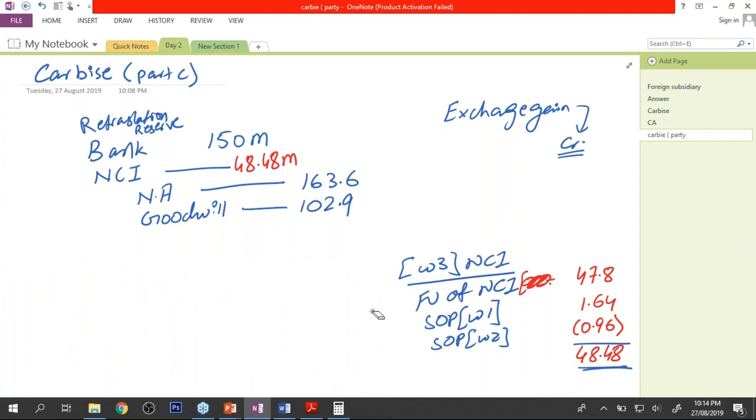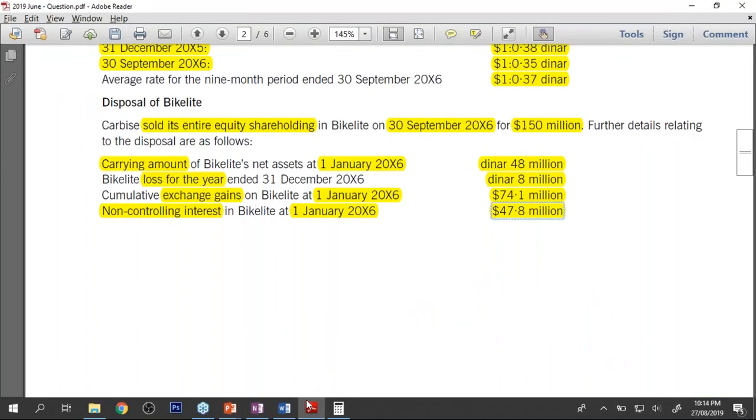Mohammed Saqib is asking 47.8 dinars or dollars. Saqib, if I refer back to the question, it's NCI 47.8 million dollars. So we do not need to convert it using the exchange rate. It's already in dollars.